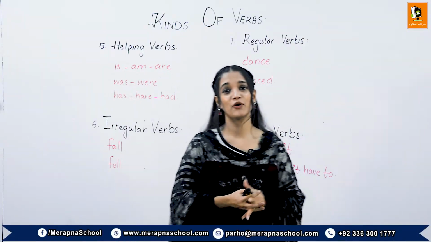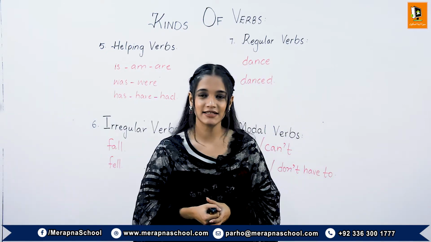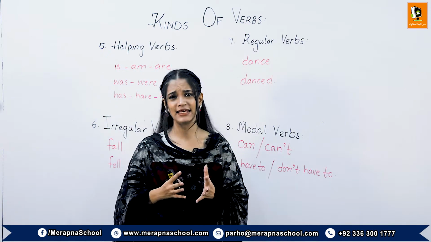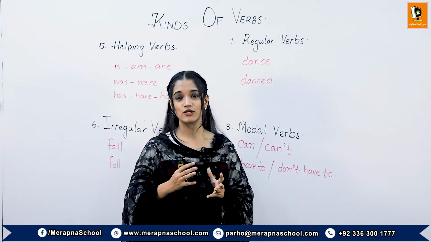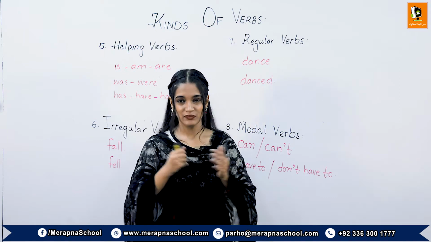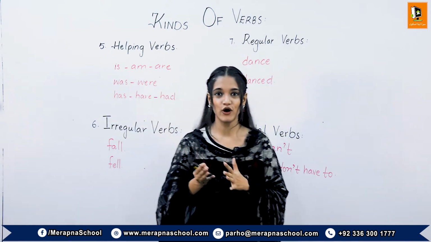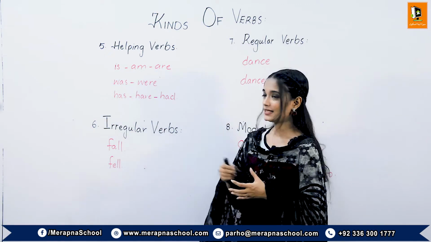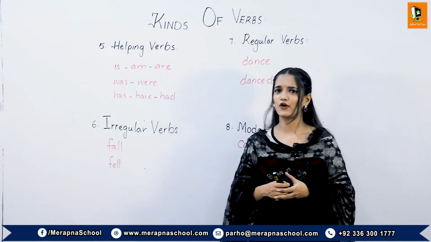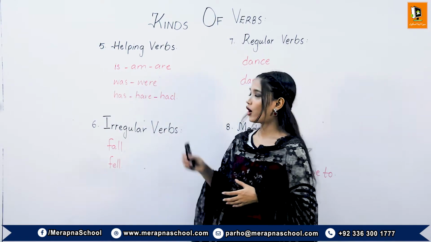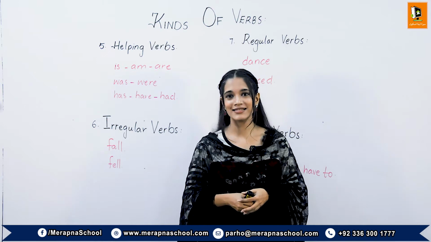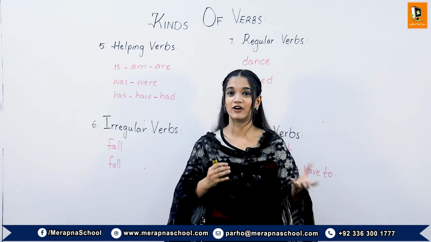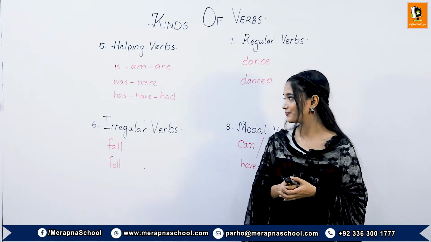Now we look into more detail of some more kinds of verbs. So next we have helping verbs. Like linking verbs, helping verbs also join the sentence, but they always come before the main base verbs. For example, is, am, are are used for present sentences, was, were used for past sentences, has, have, had used as the helping verbs in the perfect sentences.